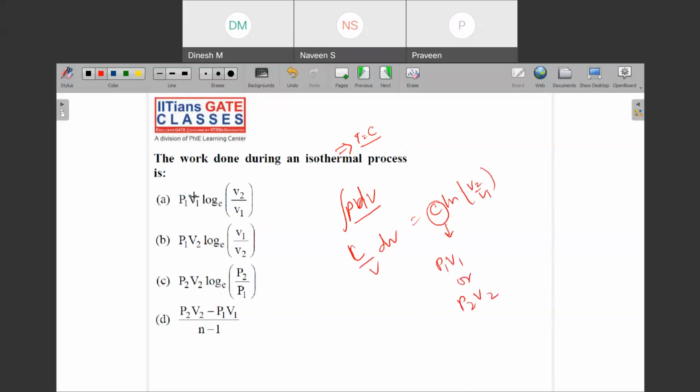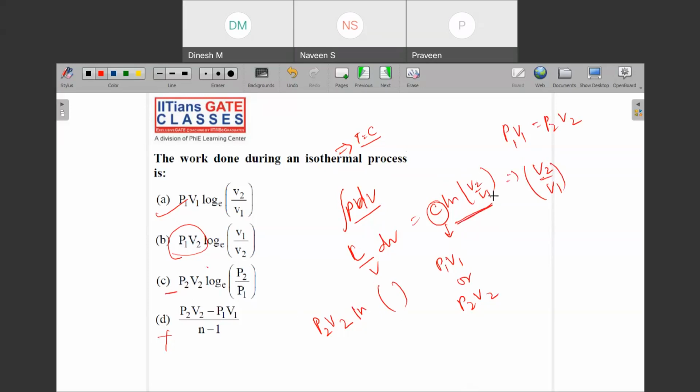Let us look at the options. Option A is correct. P1 V2, no, wrong. P2 V2, okay, we need to check. This one, no, wrong. And what about P2 V2? If P2 V2 is given, then log of P2 upon P1. Is this data correct? Why? Because PV is equal to constant, that means P1 V1 is equal to P2 V2. Then we are getting V2 upon V1 inside this one.